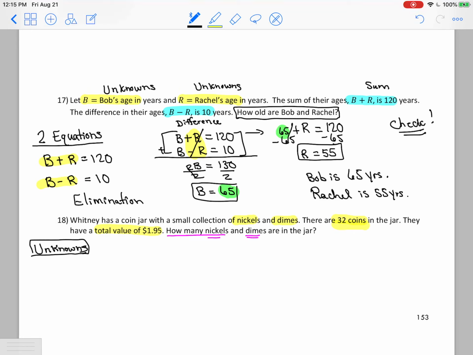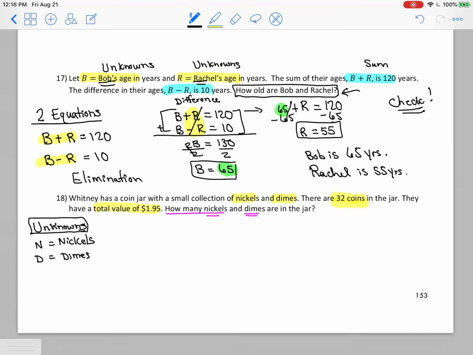If you're ever wondering how to start defining this, you can see up here our unknowns were Bob's age and Rachel's age, because that's the question we were asked to answer. All right, so I'm going to use N for nickels and D for dimes. Sometimes it's helpful to use the variable that stands for what you're talking about, so when you're done, you know what you just solved for.